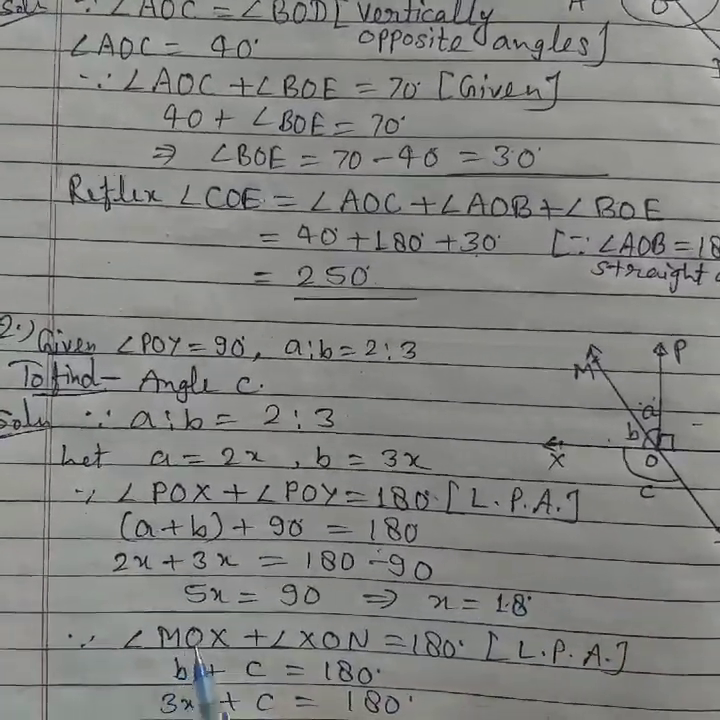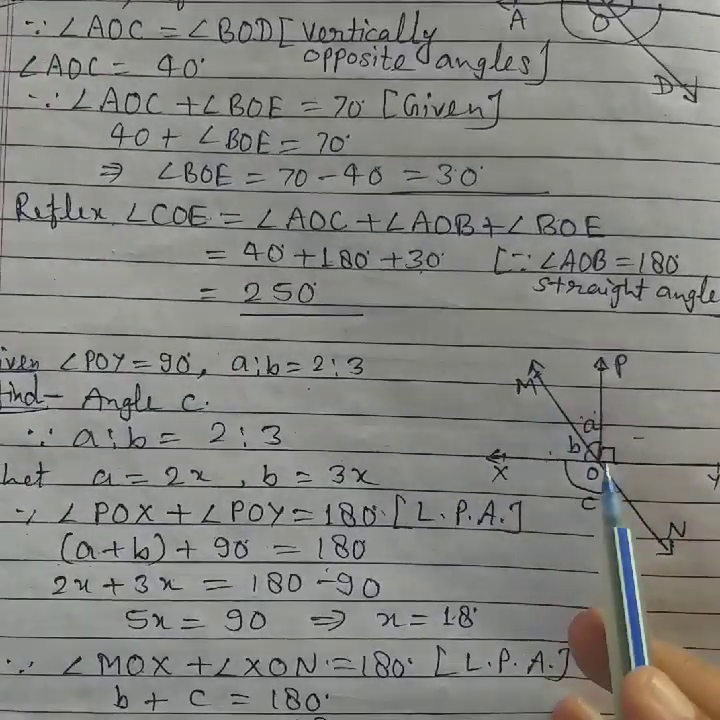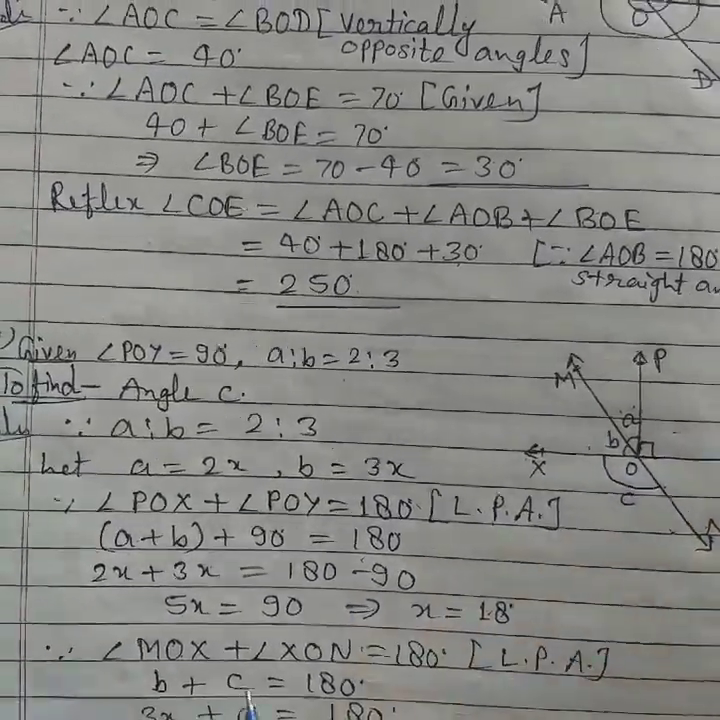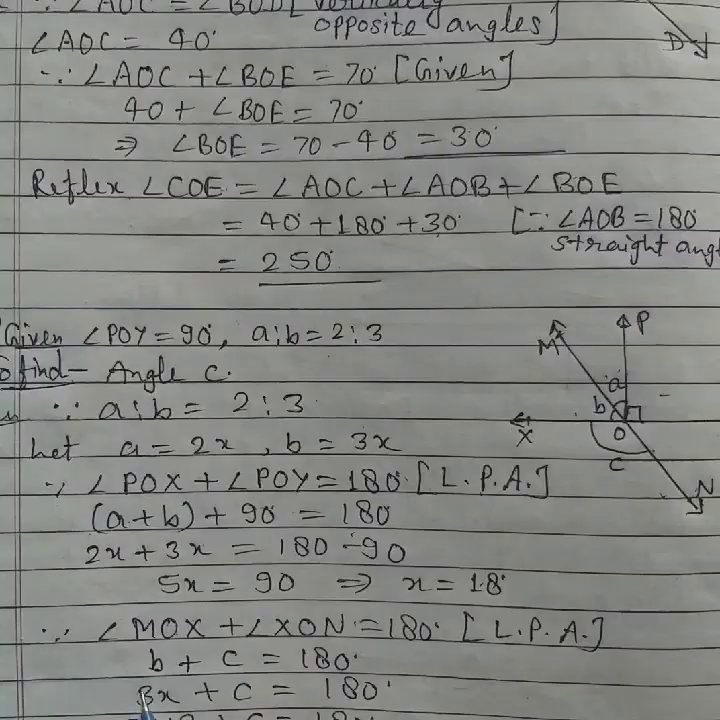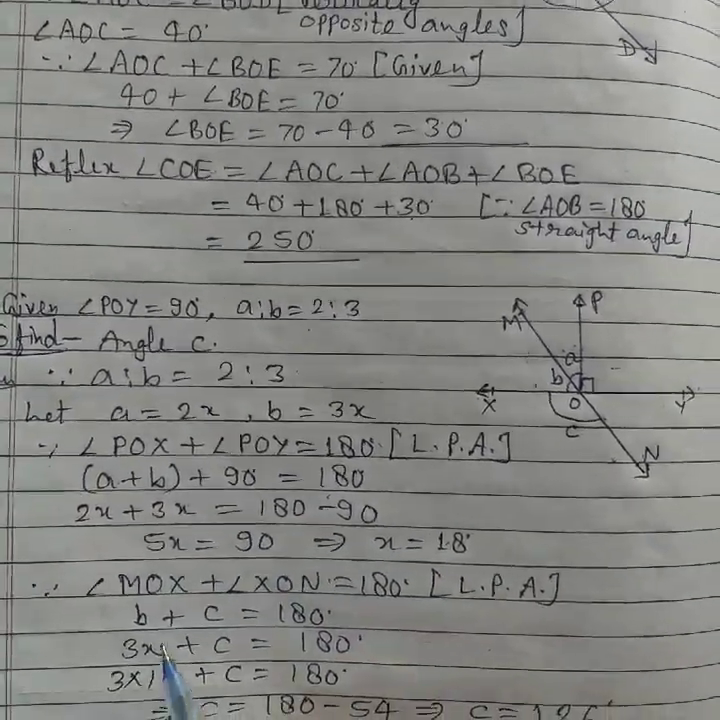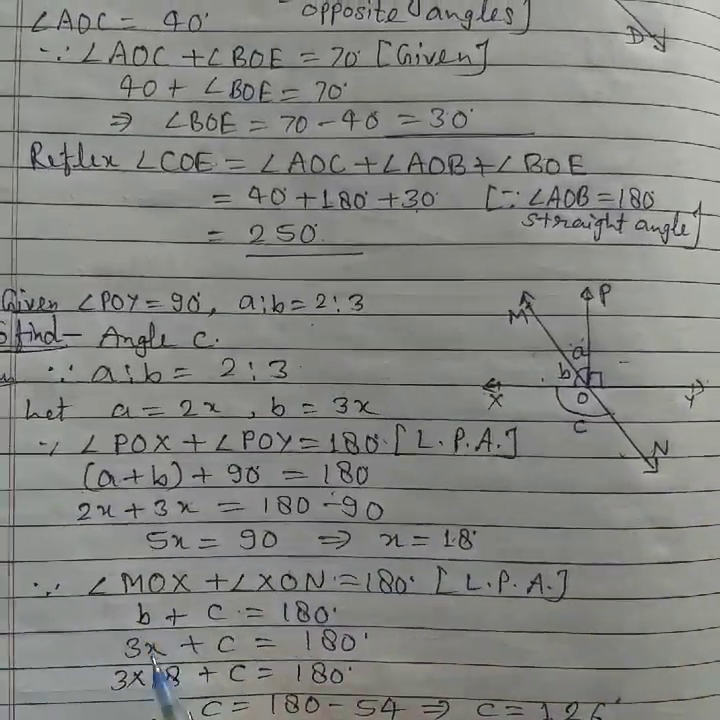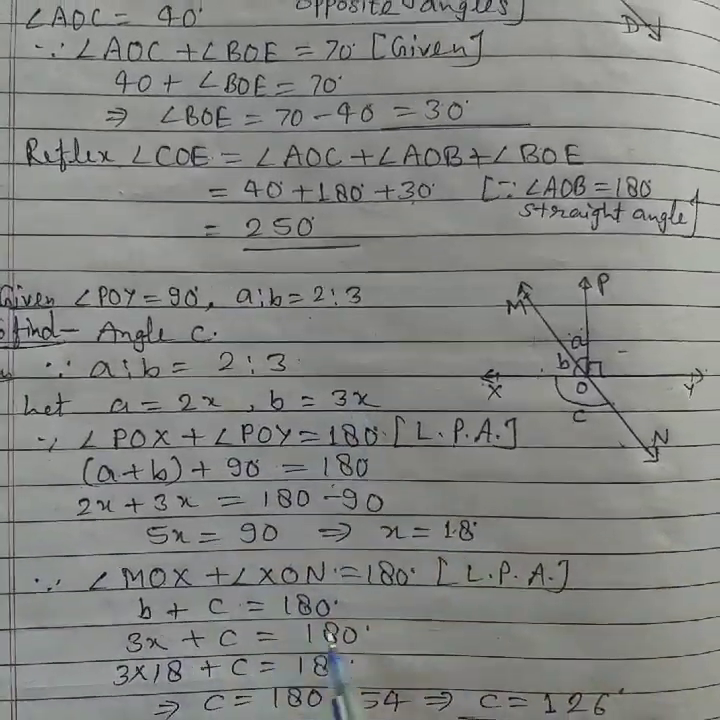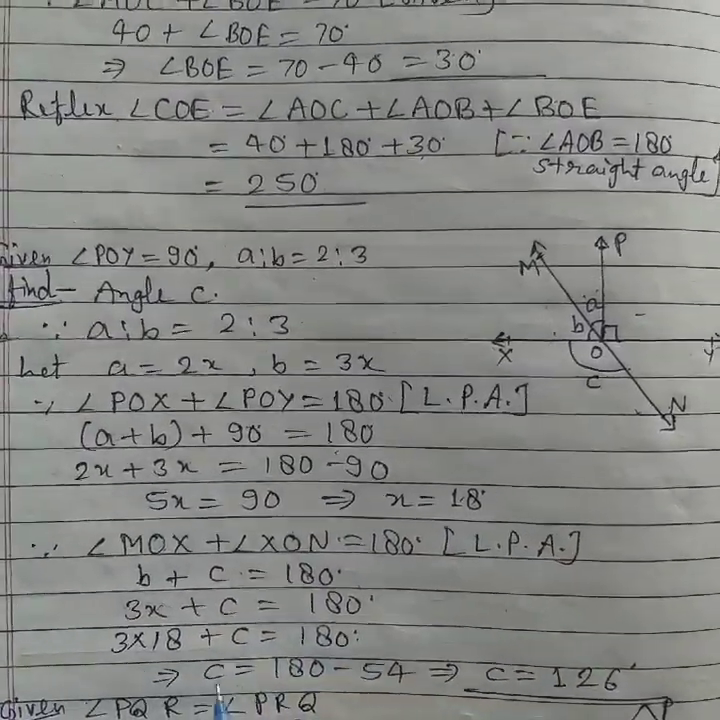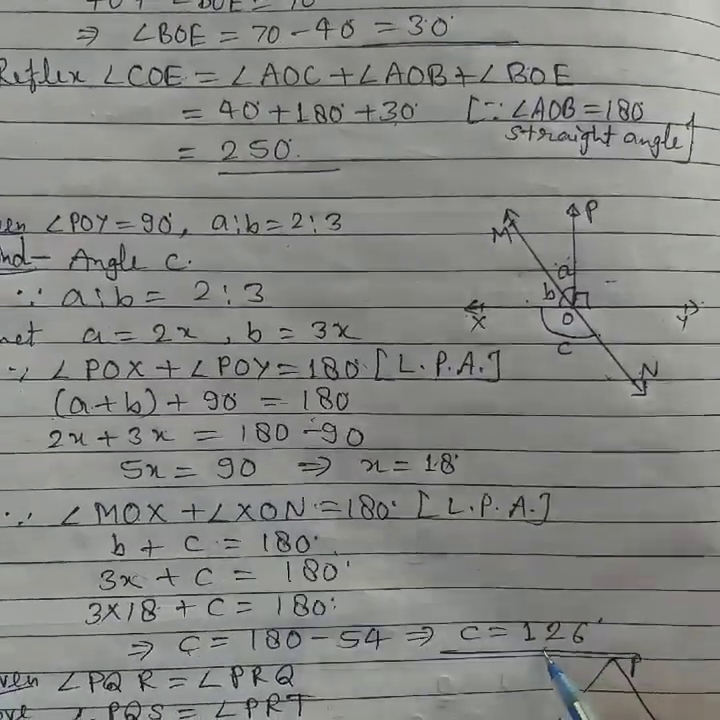Now since angle MOX plus angle XON, this one MOX plus XON, sum is 180 degrees because MN is a straight line. So B plus C equals 180 degrees. Putting the value of B, that is 3x. So 3x plus C. Now MOX, the value of MOX, that is B plus C, XON को C कहा है, equals 180. B की value 3x है here. We assume B equal to 3x plus C equals 180. Putting the value of x, that is 18 degrees. So 3 into 18 plus C equals 180. Now C equals, 3 times 18 is 54, subtracted from 180. So we have C equals 126 degrees.